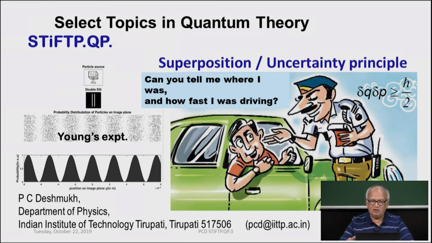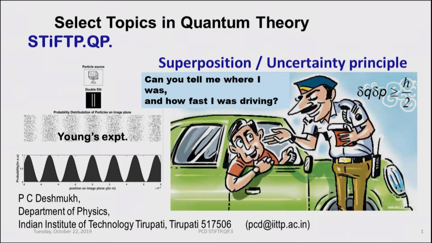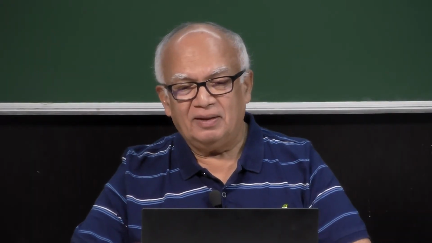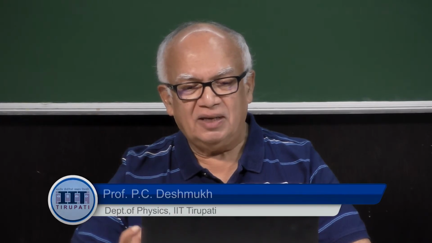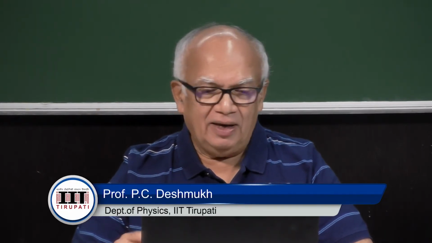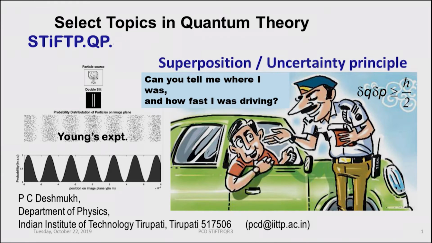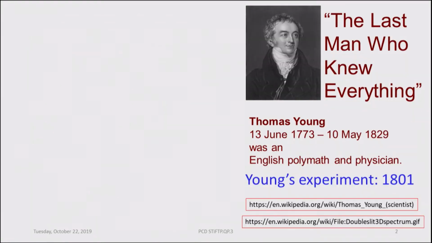So it's not because of any inaccuracy in the experimental method, but in the very act of measurement, there is some information that is lost. And a classic view of this can be obtained from the Young's double slit experiment, and we will discuss that. So Young was a brilliant person who is often considered as the last person who knew everything.